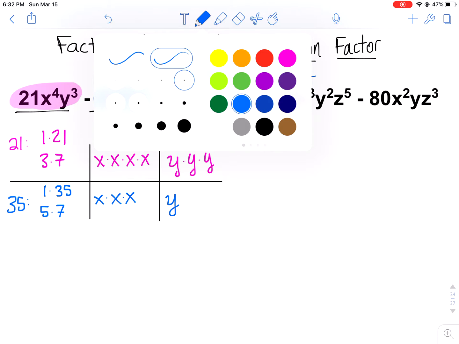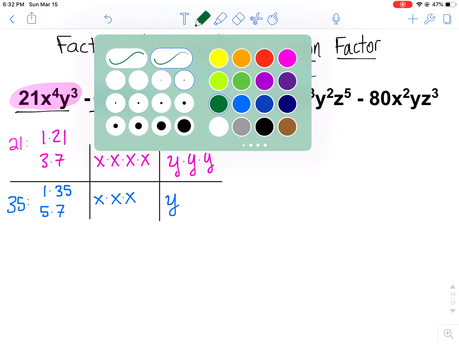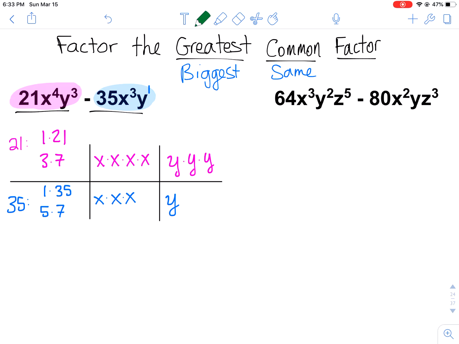Next, we're looking for our greatest common factor. So as you can see, both of these factors have a 1, and they also both have a 7. We're looking for the biggest one that's the same, so we are going to go with 7.